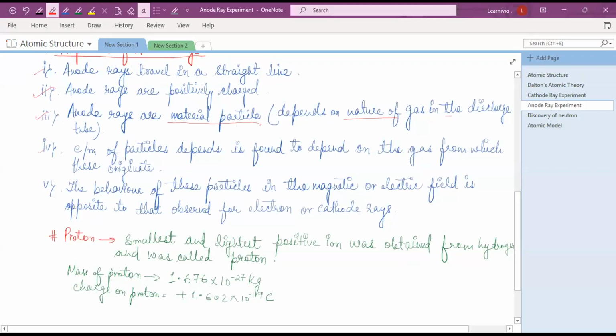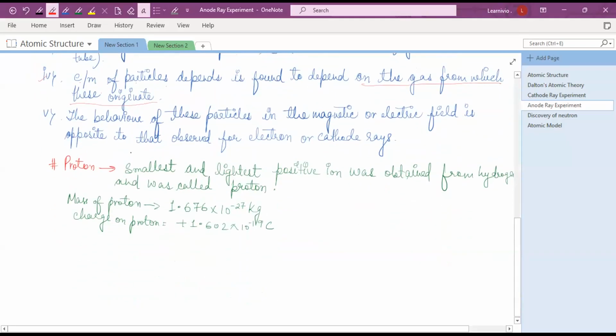And yeah, the charge to mass ratio of particles is found to depend on the gas from which they all originate, right? Charge to mass ratio of particles depends on the gas from which they originate. Means the charge to mass ratio of the anode particles, that means your proton, depends on the gas particles. Means if the gas particles are changing, you will see changes in the e upon m ratio also.